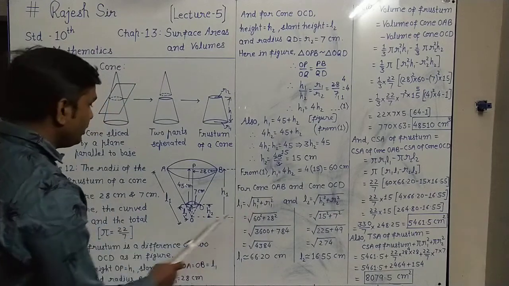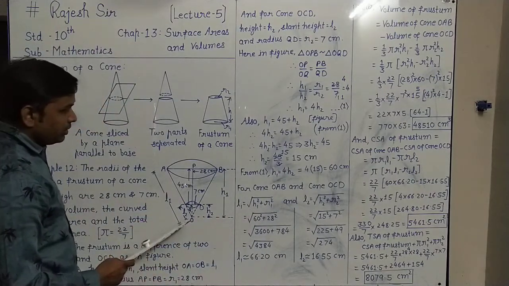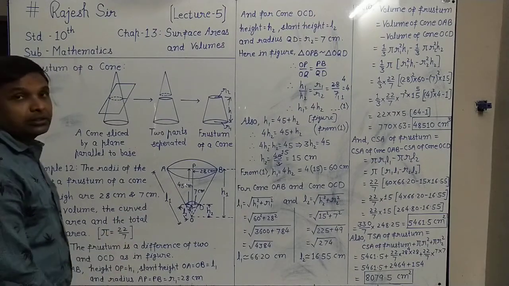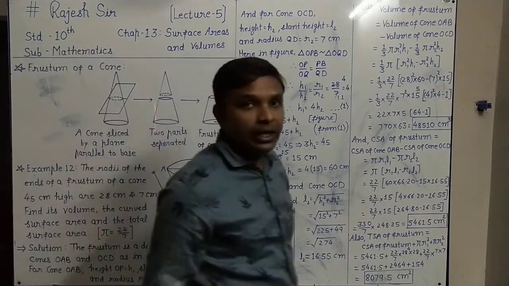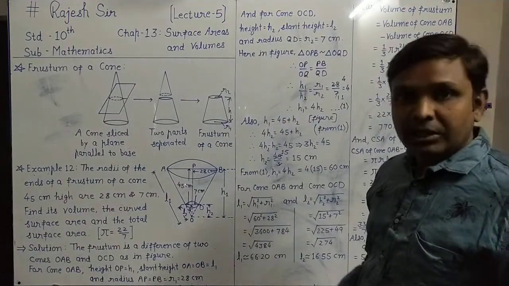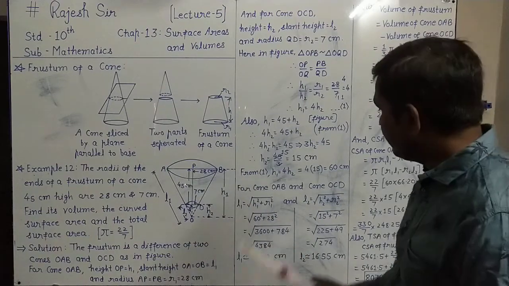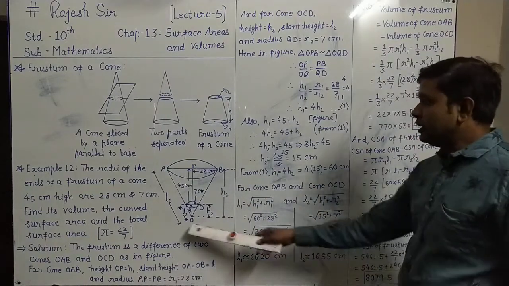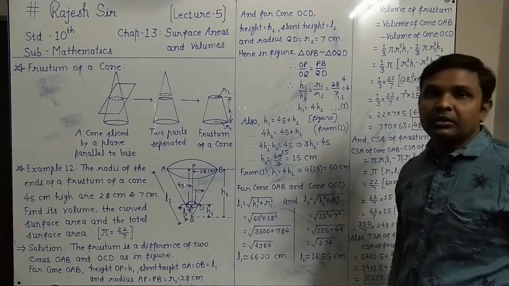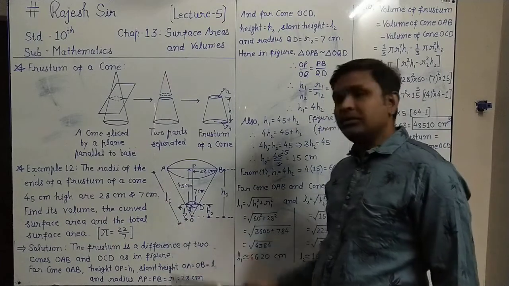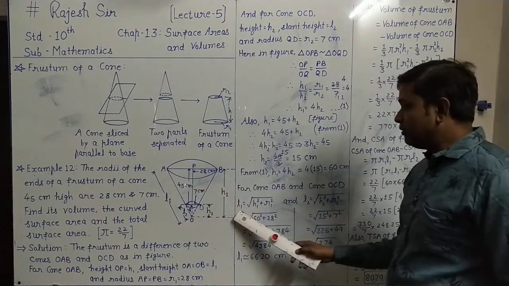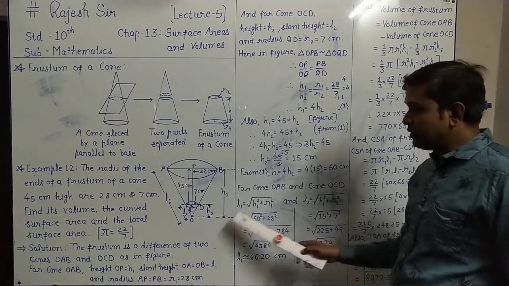Now for the big cone OAB, we know the relation between slant height and radius for a cone: L square equals h square plus r square. This relation for the cone we will use here, for the big cone OAB and for the smaller cone OCD, both, we can find the slant height by that formula. In this case, for the big cone OAB, L1 equals root of H1 square plus R1 square we have to place.